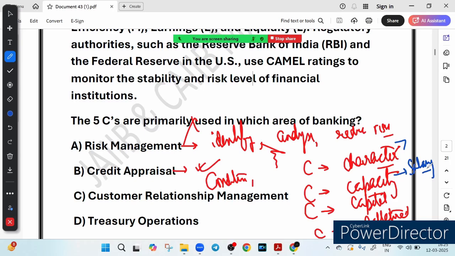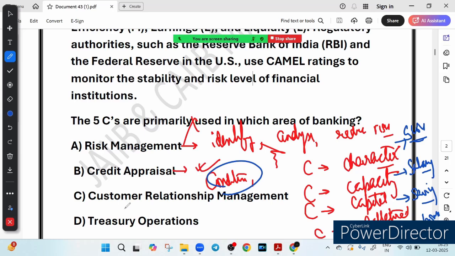Then they will also check your credit score. What is a credit score? Credit score is like your character. Also, they will check your savings. Your savings are like your capital, right? They will also place your house as security, so the house is your collateral. And the real estate market will also be checked, that is called condition, before approving the loan.